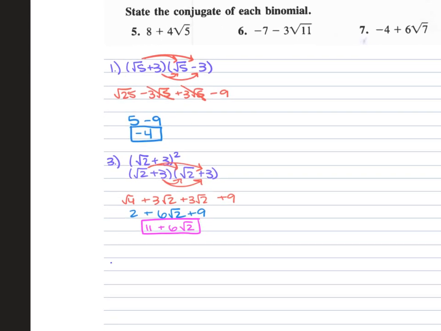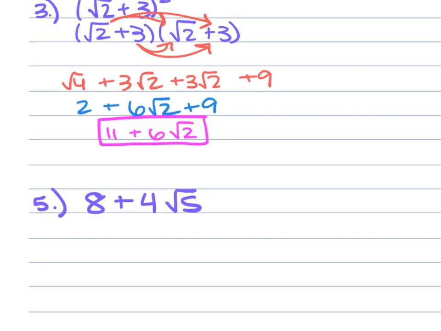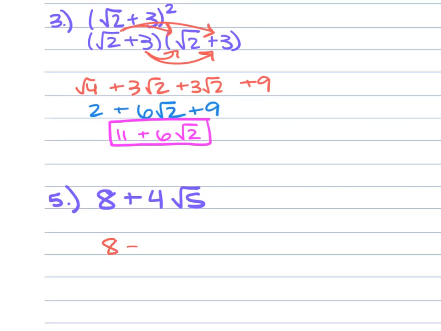For 5, we're stating the conjugate of the binomial 8 plus 4 square root 5. So the conjugate of this, keep the terms, change the sign between them. Just 8 minus 4 square root 5.